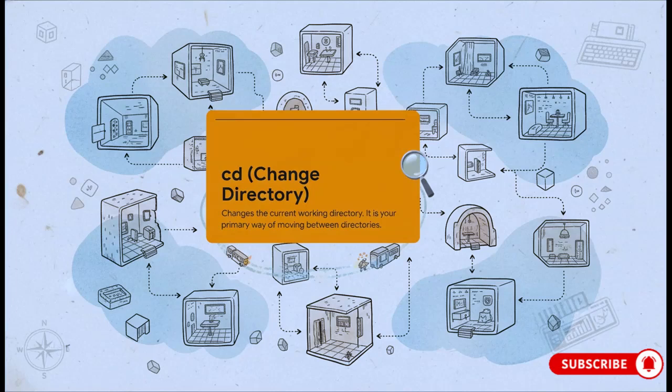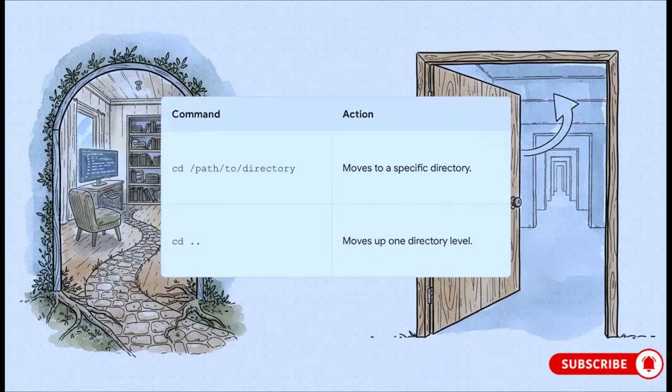So we know where we are, we know what's in the room, but how do we actually walk into a different room? That's where cd, or change directory, comes in. This is your main way of getting around. It's how you travel between all the different directories on your computer. You can tell cd exactly where to go, like cd /path/to/directory. Or, and this next one you're going to use all the time, you can type cd .. to go up one level. It's like taking a step back out of the room you were just in.